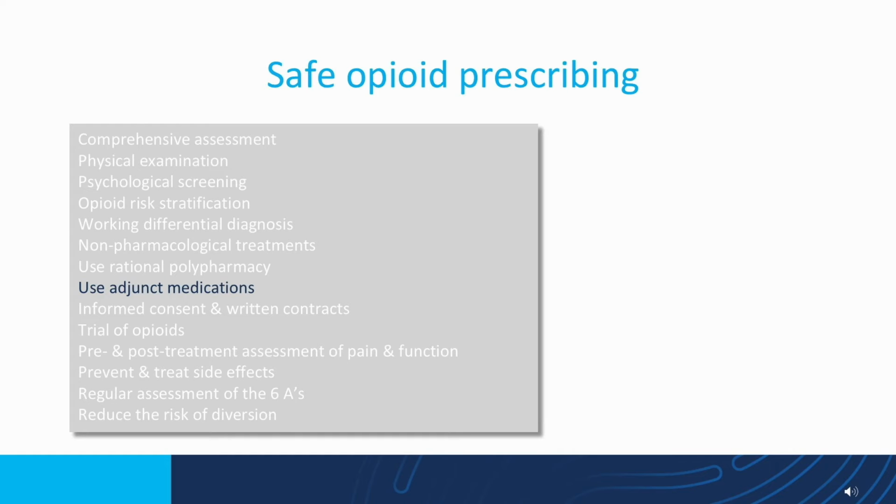Use adjunct medications, and one of them is clonidine, Catapres. It's quite a good anxiolytic. I use it quite a lot for medication withdrawal, and it can be quite a good mild anti-neuropathic medication as well. So think about adjunct medications.